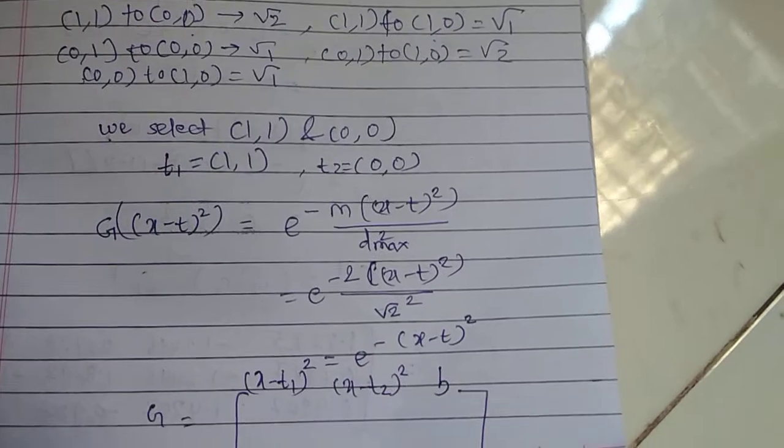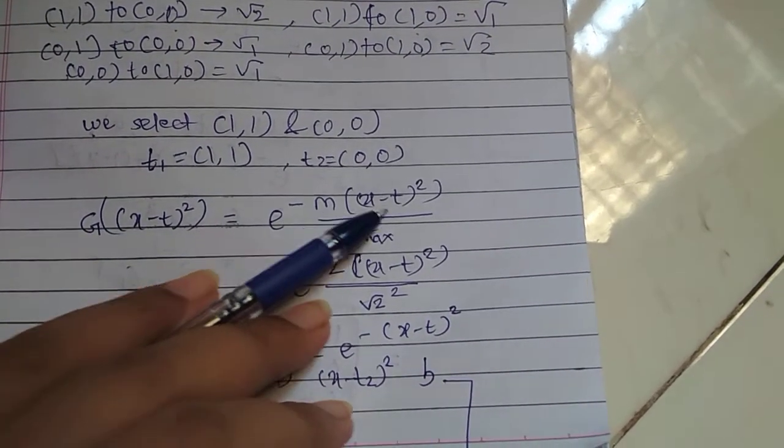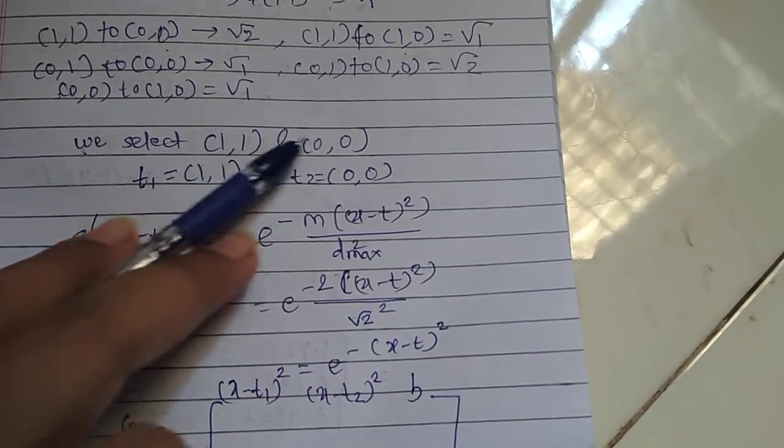Now we'll use the Gaussian matrix formula. So G is equal to e raised to minus m times x minus t square upon d max square. Here m is the number of centers; we have selected 2 centers.